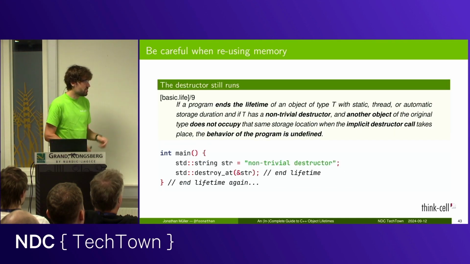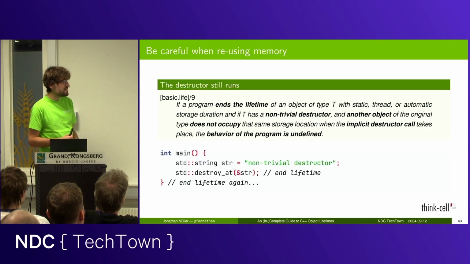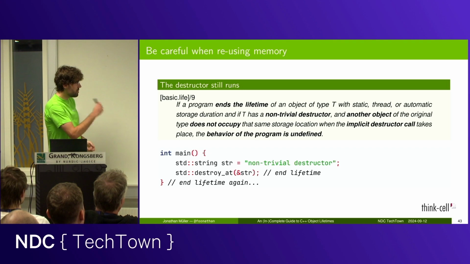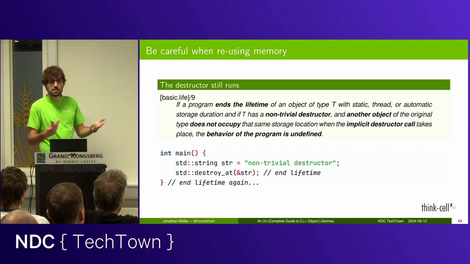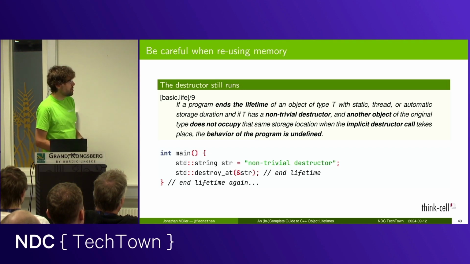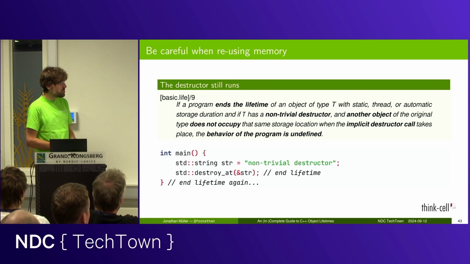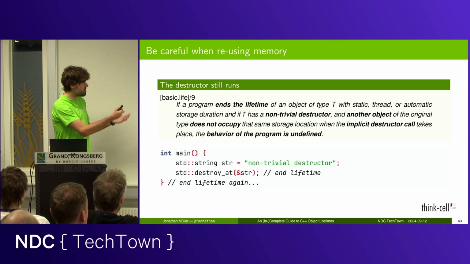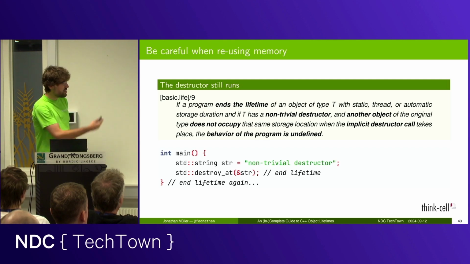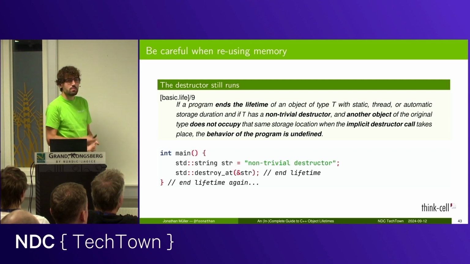Also, the destructor still runs. The compiler doesn't care that we called destroy it. The compiler will still end the lifetime of the original object if it's responsible for that. So when we destroy, for example, a string with its destructor, and then we don't put anything back in its place, the destructor will run again by the compiler, and we will have undefined behavior because we're destroying a string twice. So after we've called destroy it, you have to be really careful and put something back in there.